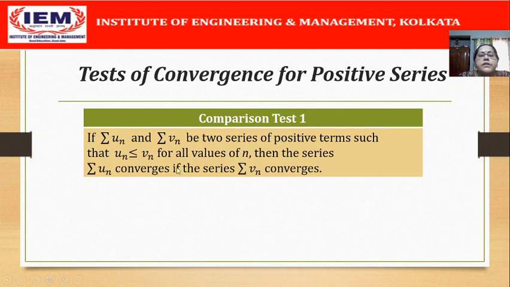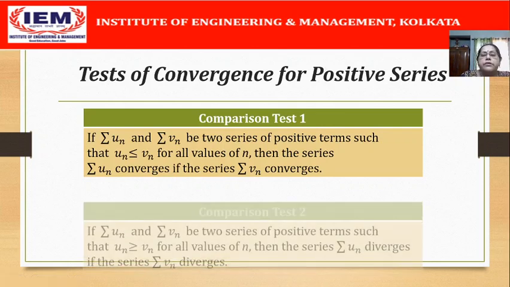So what we are doing essentially is we compare the terms of the two sequences for each n, and we see that if it happens that un is less or equal to vn, then obviously this sigma vn is the bigger series. And therefore, if the bigger series converges, or in other words, it has a finite sum, it's obvious that the smaller series will also have a finite sum and therefore it will converge.